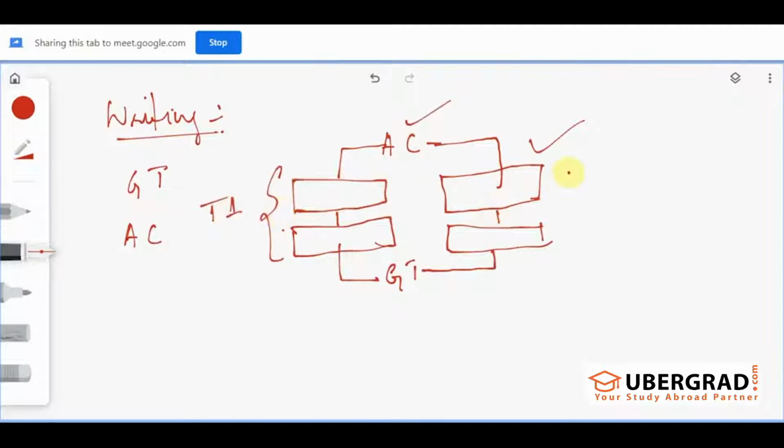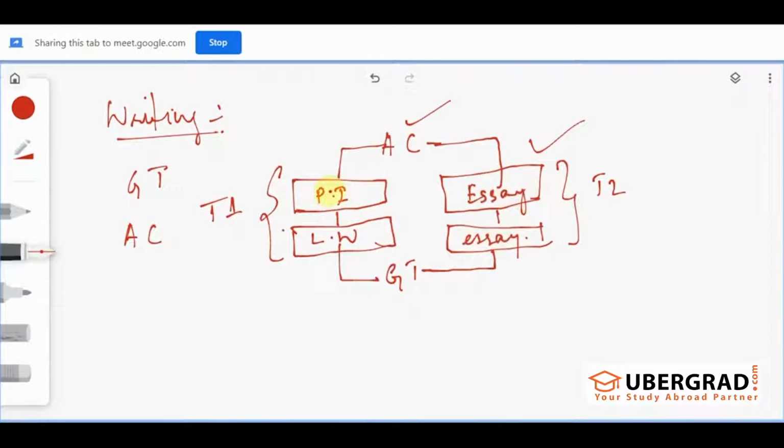Task 1, task 2. Okay, so this is for the general training candidates. Task 1 is letter writing. This is pictorial interpretation. Okay, task 2 for both is an essay.